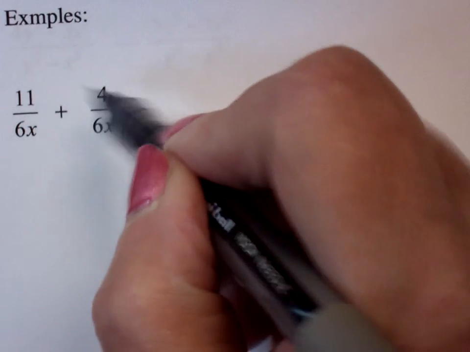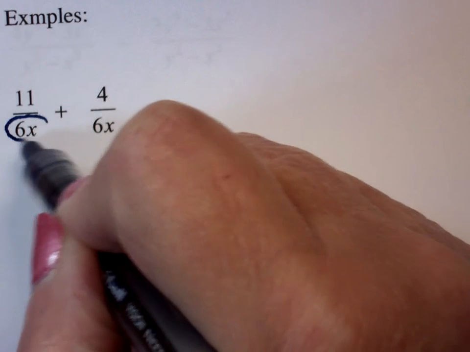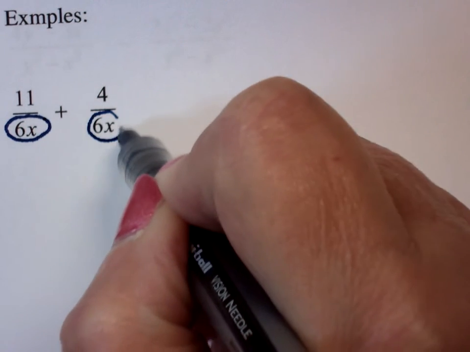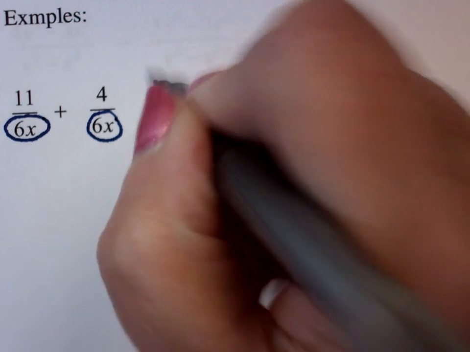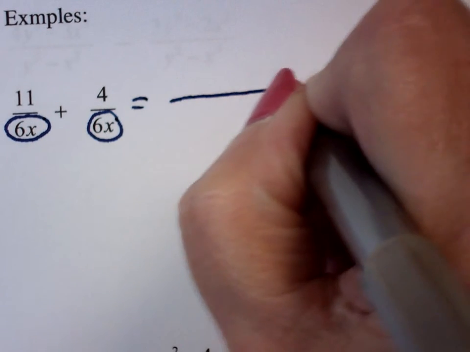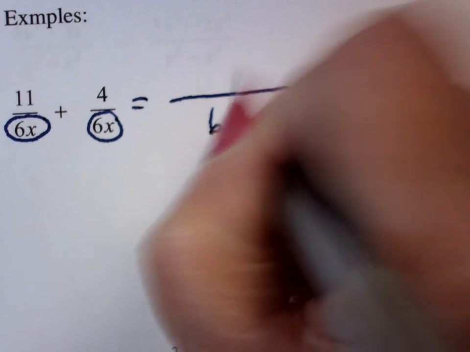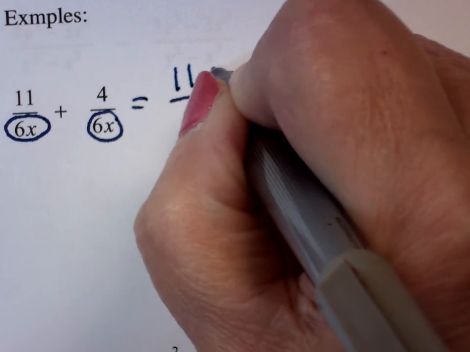Okay, so this says I have 11 over 6x plus 4 over 6x. Now notice, if I circle the two denominators, I notice they are the same. So that says over 6x. I add the two numerators.